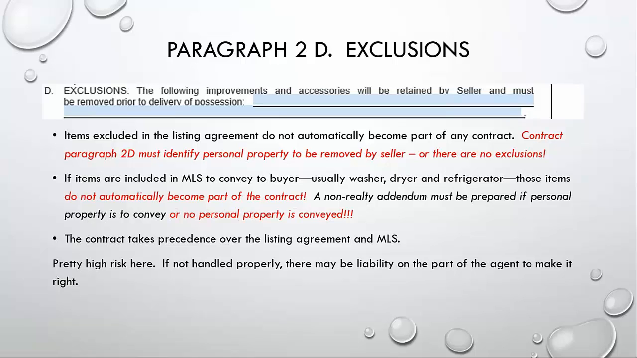And if the items are included in MLS to convey to the buyer, it's usually the washer, dryer, and refrigerator up in the text of the MLS, those items also do not automatically become part of the contract. A non-realty addendum must be prepared if personal property is to convey, or no personal property is conveyed. And the contract takes precedence over the listing agreement and MLS and everything else. So what's your risk here? It's pretty high. If not handled properly, there may be liability on the part of the agent to make it right. I have seen agents have to replace washers, dryers, refrigerators, all of them, because the buyer thought they were getting them and they didn't get them because they weren't in the contract.